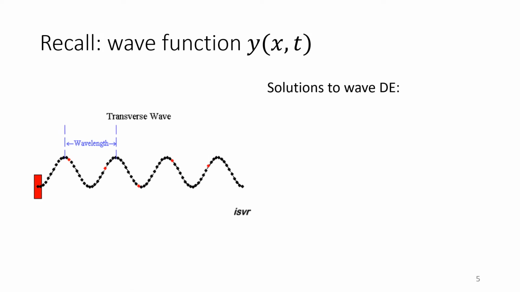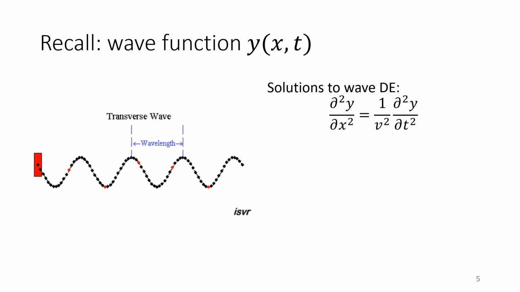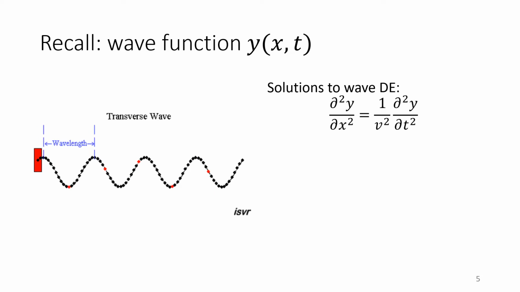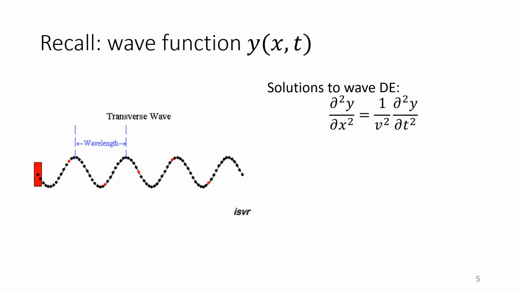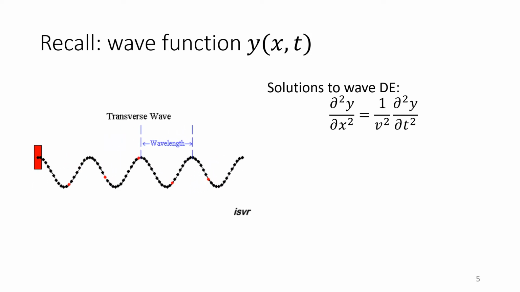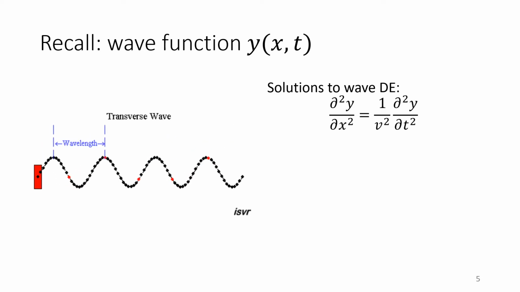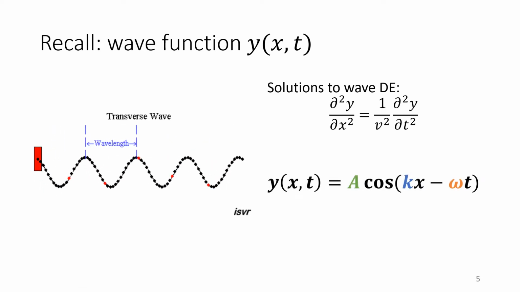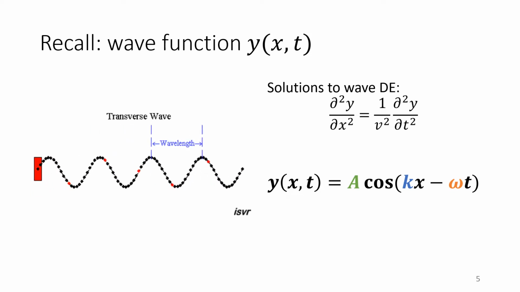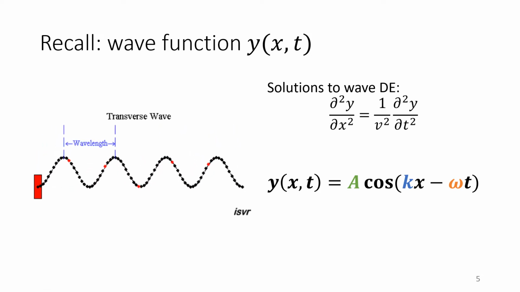Now, we lightly touched on the wave differential equation, which is given by partial squared y over partial x squared is equal to 1 over v squared partial squared y over partial t squared. So our wave function, let's call it y for now, so that it's more consistent with our lessons back in Physics 71. The solution for this differential equation is a traveling wave, and we call this wave function y. It is a function of position and time, and is given by A cosine(kx minus omega t).